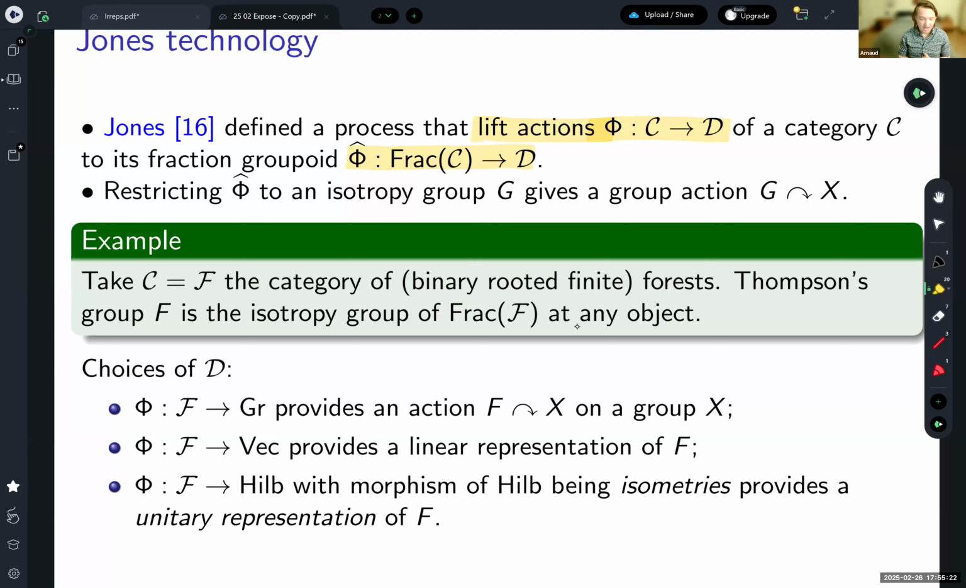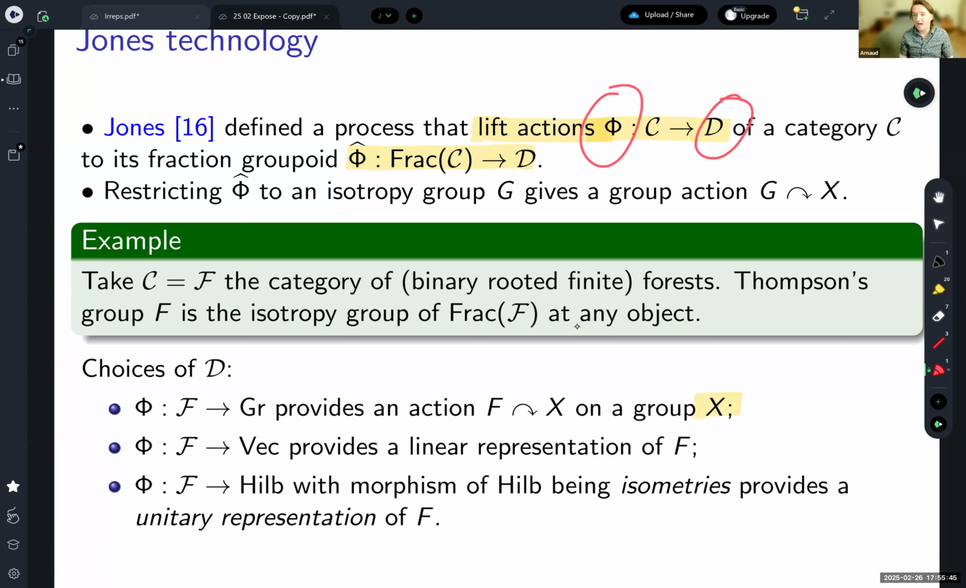Okay. And sorry, a quick question. This action is on what? What is X? It could be anything, basically. The X that you will get, the X that is here, it will really depend on this target category, and the kind of functor you take.